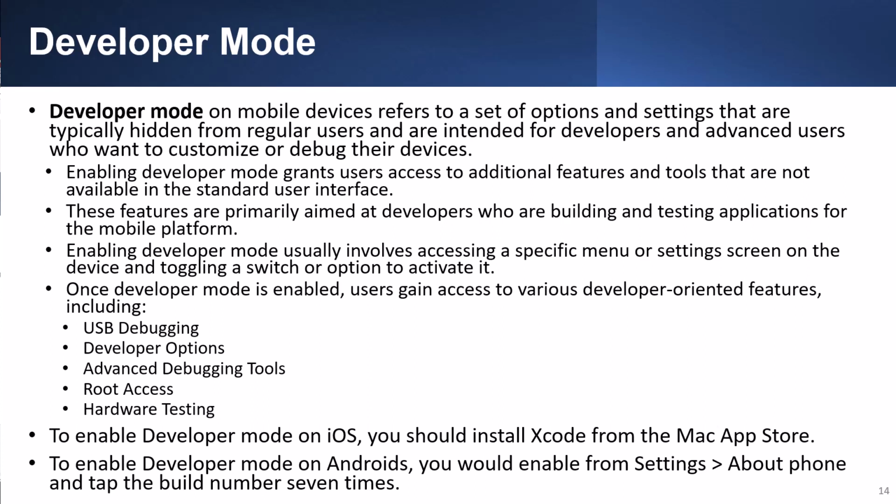To enable developer mode on iOS, you should install Xcode from the Mac App Store. To enable developer mode on Android, you would go to Settings, About Phone, and tap the build number 7 times.